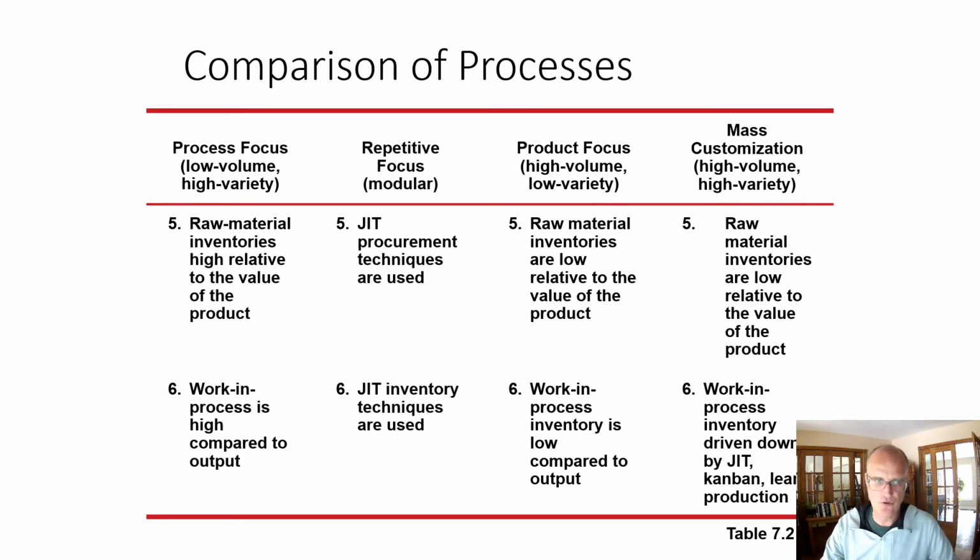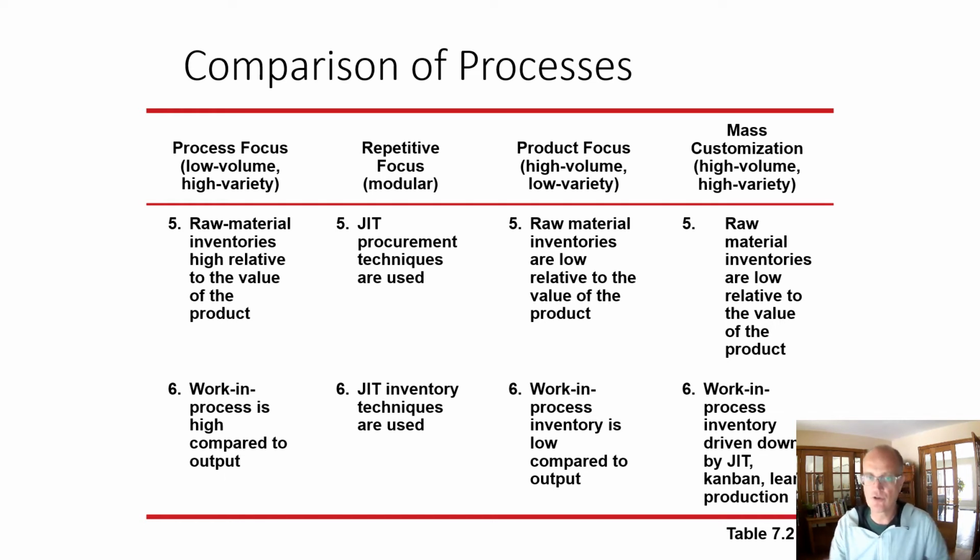In a process focus, raw material inventories are high relative to the value of the product because you have to have a variety of raw ingredients or raw material or service staff ready, because you don't know exactly what sort of product or service you're going to deliver. So you need to have more variety of inventory because your demand is less certain.